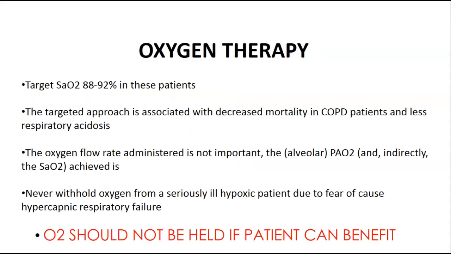O2 therapy targets for those are a lot of times going to be between 88 to 92. The targeted approach is associated with a decreased mortality in COPD patients and less respiratory acidosis. And the oxygen flow rate administered is not important. Basically, what we're looking at is the alveolar PaO2, and indirectly the SAT levels, being achieved.